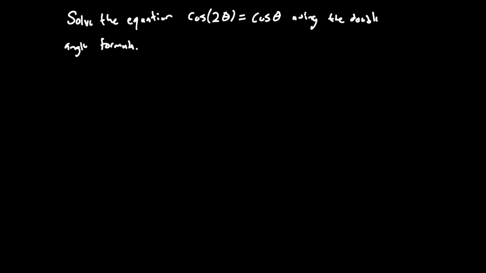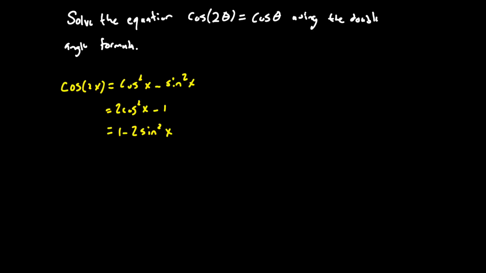Here, we're going to solve the equation cosine of 2 theta is equal to cosine theta using the double angle formula. And recall that we have three different choices of expressions for the double angle formula of a cosine. These choices are given by the following. And what we're going to do is we'll choose the double angle identity involving only the cosine here. So rewriting the left-hand side, we'll get 2 cosine squared theta minus 1 is equal to cosine theta.